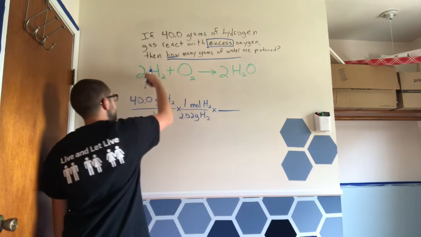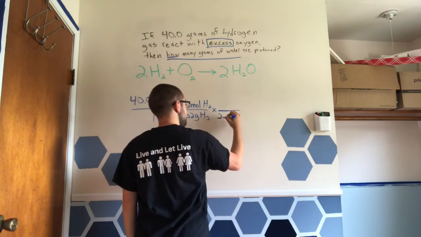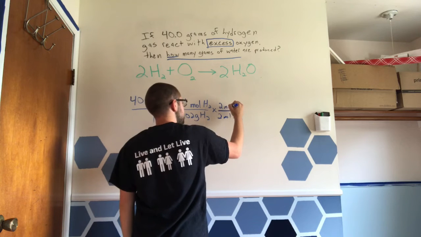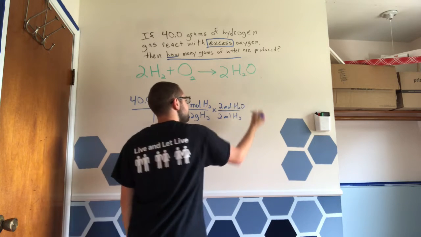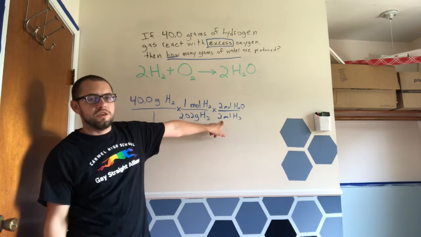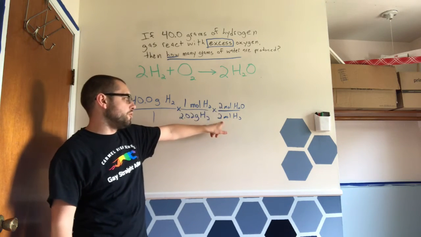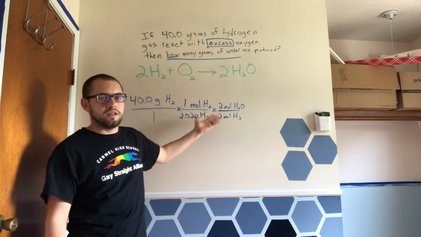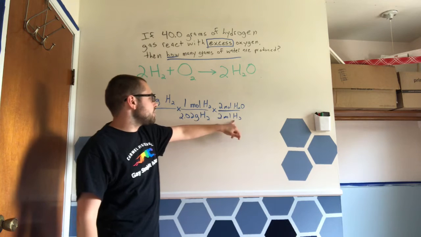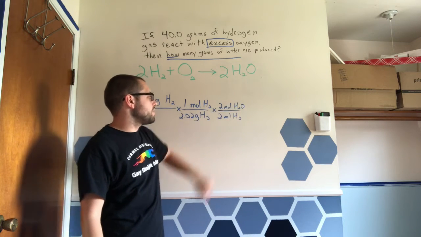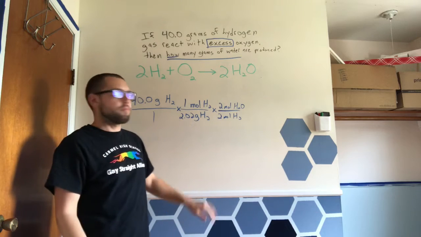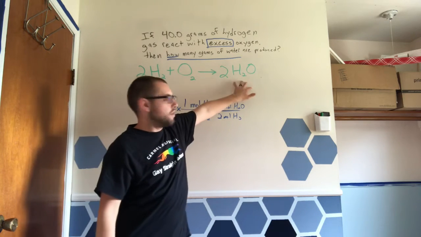2 moles of hydrogen will produce 2 moles of water. So you may notice that the actual values here, 2 over 2, are not changing the value of these numbers at all, but it is changing the unit, which is what I wanted to happen. I want to go over the bridge from the reactant side to the product side.